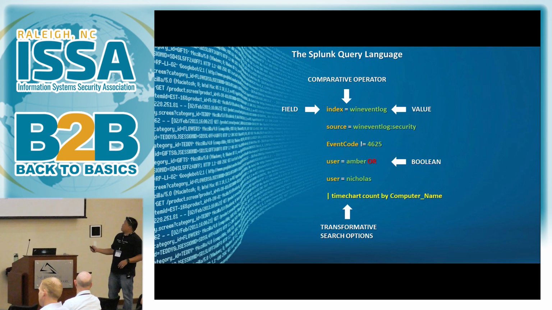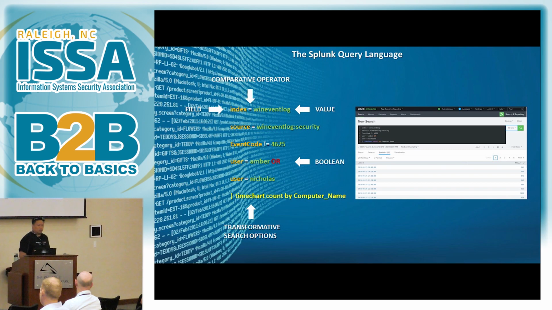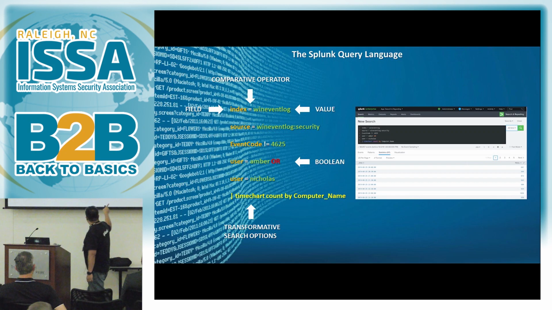I'm looking for a user called Amber, and I have a Boolean operator, or, and I'm looking for another user named Nicholas. And then I'm doing a transformative search here where I'm saying timechart all this by the computer name that they're touching in the logs. Make sense so far? All right, we're going to get into a couple more examples here, so don't worry about it if it's a little crazy. But as soon as I run that, this is the actual output. So again, it's a time chart of all the events in my Windows logs, and again, I'm sorry, it's kind of small.